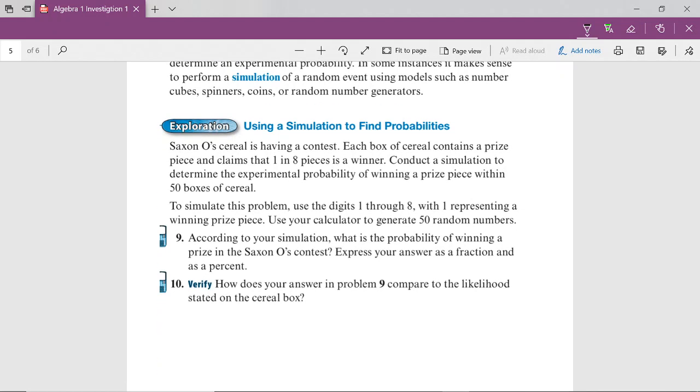Now 9 and 10 I'm going to leave for you to do here. I'll just set them up with you, but use the information in Lab 1 in order to find those random numbers on your calculator. So this says Saxon O cereal is having a contest. Each box of cereal contains a prize piece and claims that 1 in 8 pieces is a winner. Conduct a simulation to determine the experimental probability of winning a prize piece within 50 boxes of cereal. To simulate this problem, use digits 1 through 8, with 1 representing a winning prize piece. Use your calculator to generate 50 random numbers.